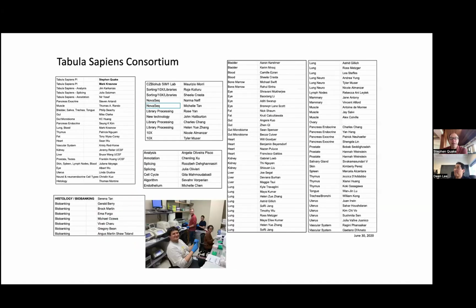This is a list of many of the names, the people involved. As I mentioned, it's a tremendous team science project, and it required coordination far beyond what gets done in a single research lab.